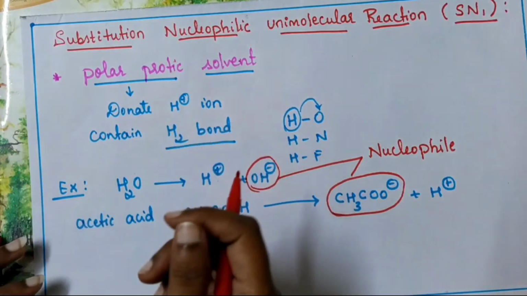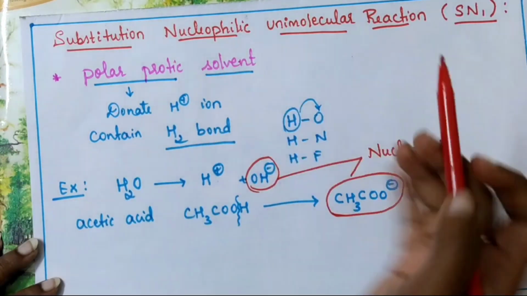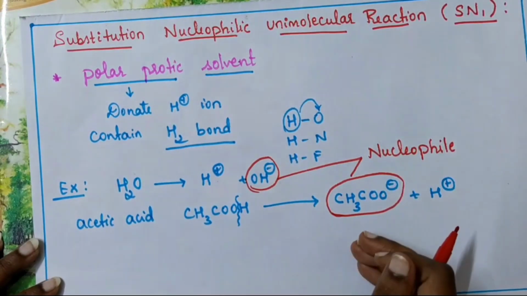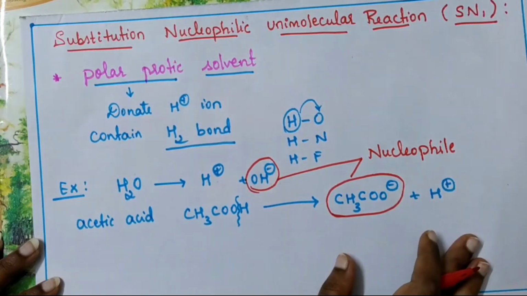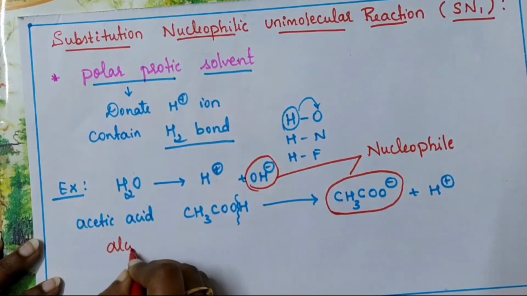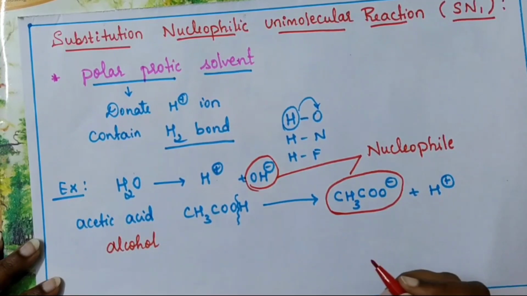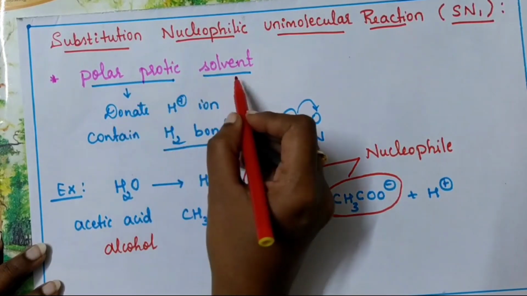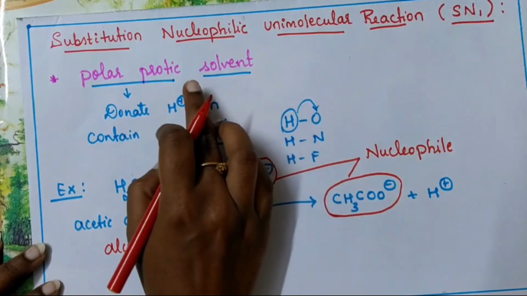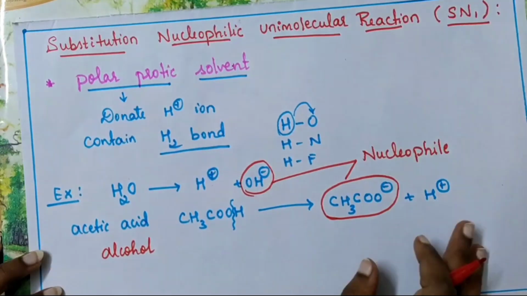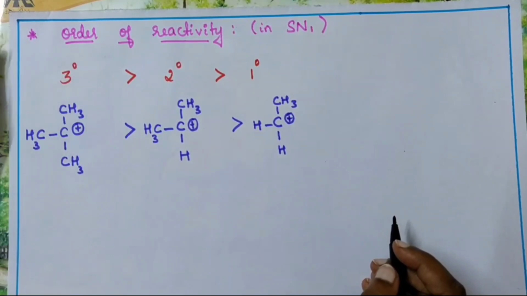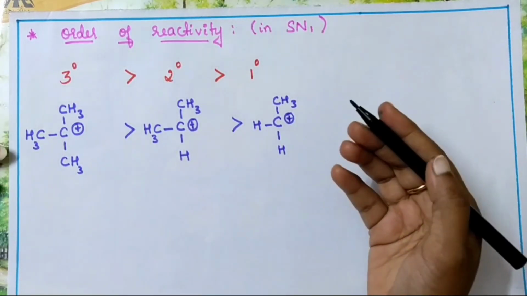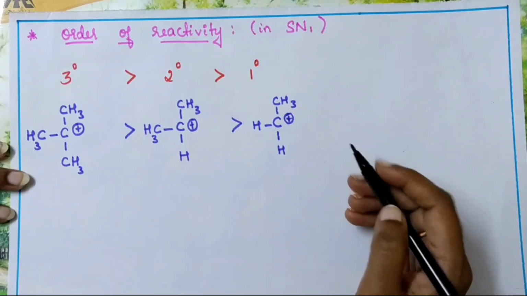That's the name of this reaction, substitution nucleophilic unimolecular reaction. You need a nucleophile for this reaction, and here is how you get it. Alcohol is also a very good example of a polar protic solvent. I hope you understand what a polar protic solvent is and why you must use it for this SN1 reaction.